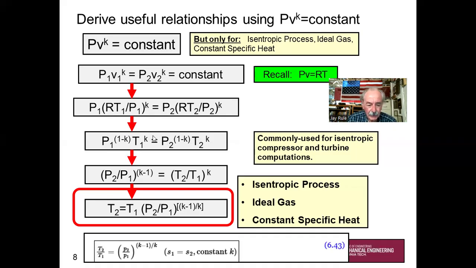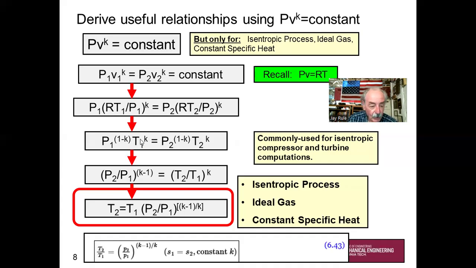So we're down to this P1 to the 1 minus K, T1 to the K. What I'm trying to do is drive towards a formula that says T2 equals... It is very common in this class and in engineering to be given P1, T1, and P2, to be told that it's an ideal gas undergoing an isentropic process, and your job is to find T2. That is a common assignment. So I'm going to show you how to do this.